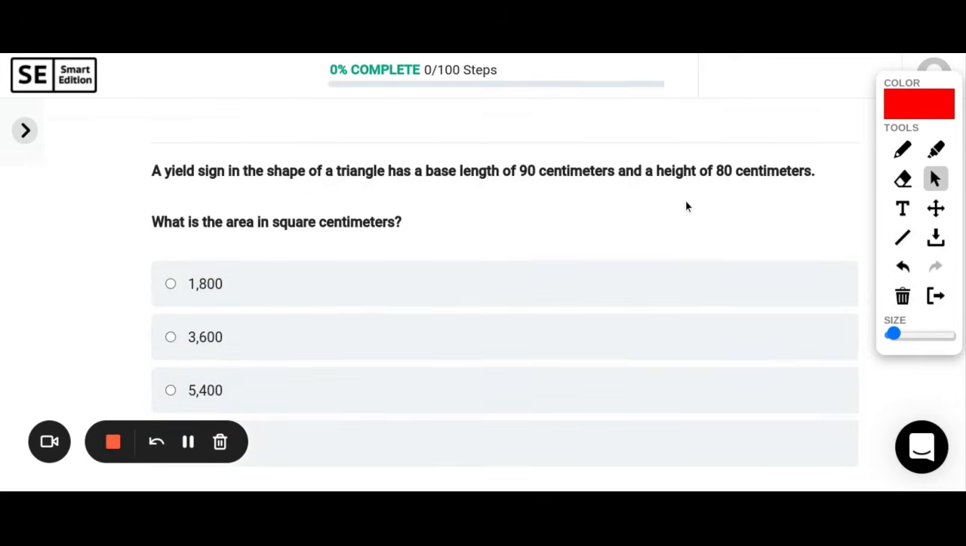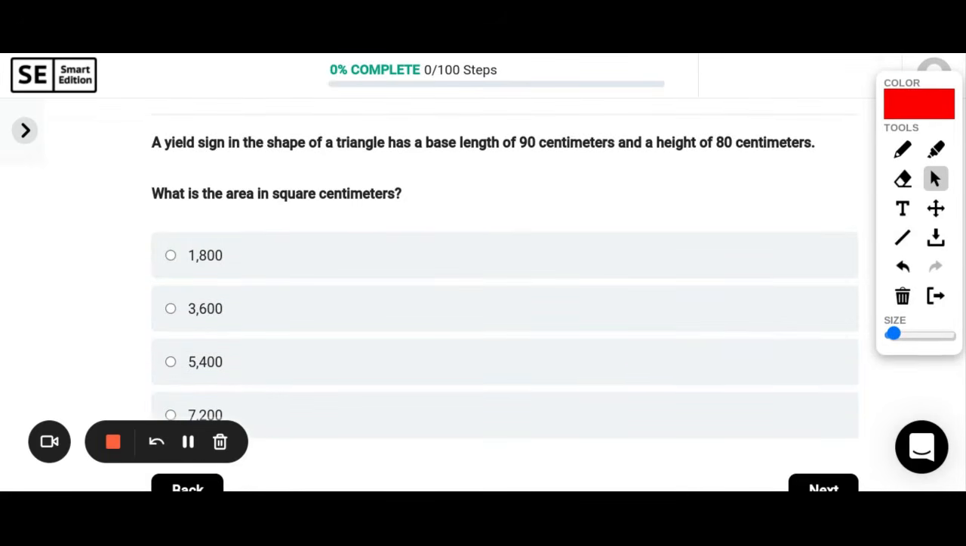A yield sign in the shape of a triangle has a base length of 90 centimeters and a height of 80 centimeters. What is the area in square centimeters? Whenever I have a problem like this, I like to draw a picture so I know I'm labeling it correctly and I have all the information I need. So here's my triangle. The base is 90 and the height is 80. Something like that. So what is the area?